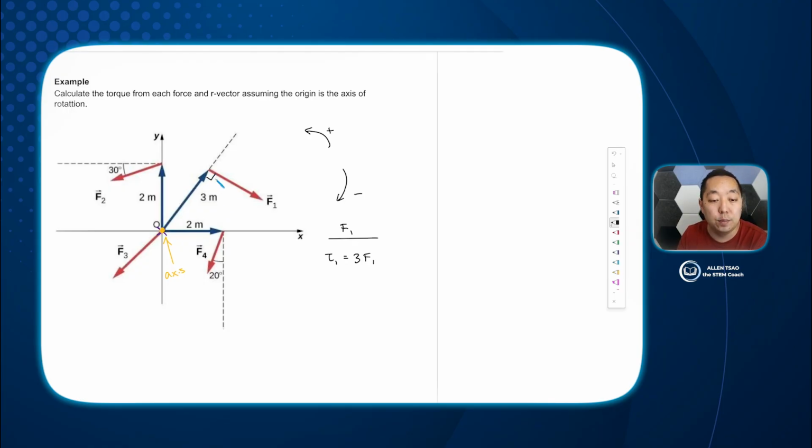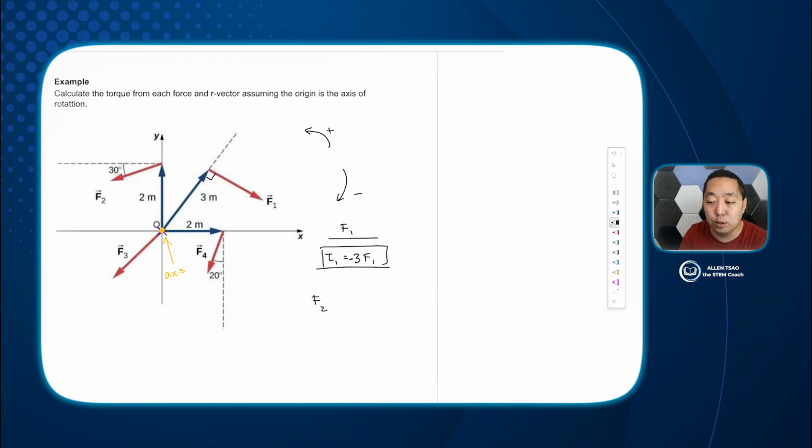Now, is it a positive or negative torque? Well, if I were to pull on this object or r vector this way, it would cause it to rotate clockwise. Think of it this way: I'm pulling it down this way, so it rotates clockwise. That makes it a negative torque there.